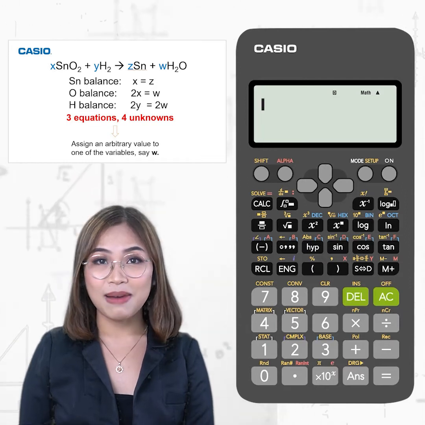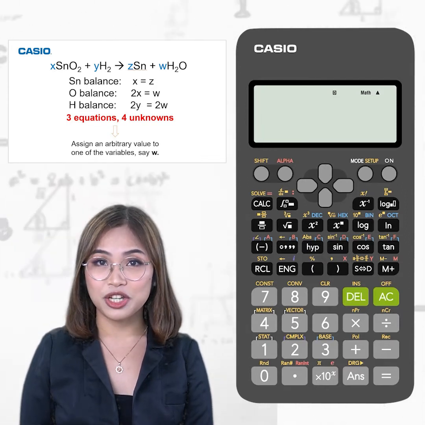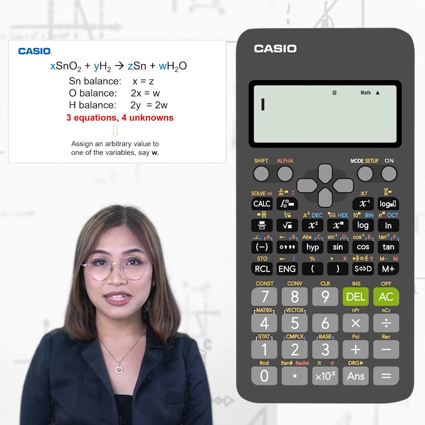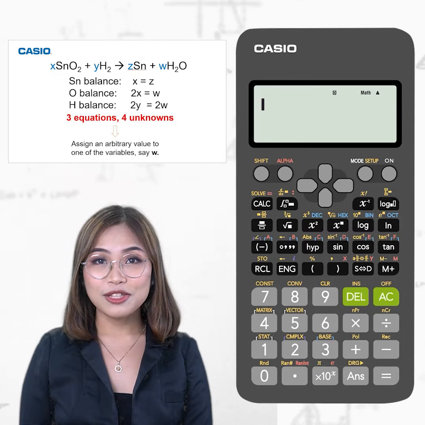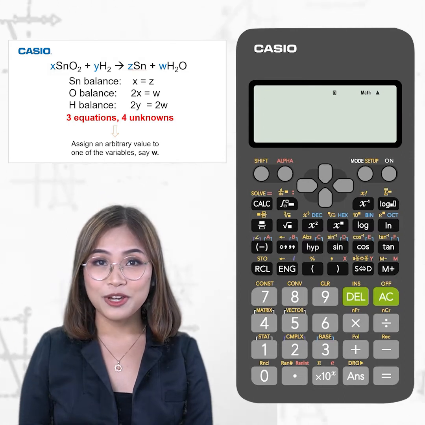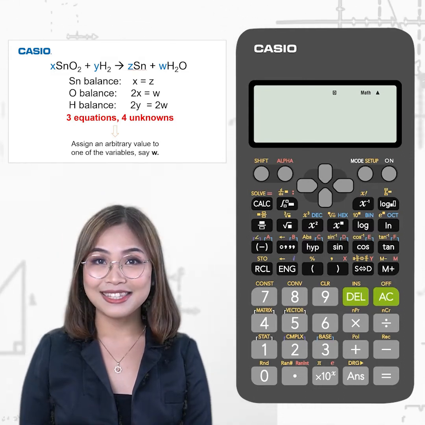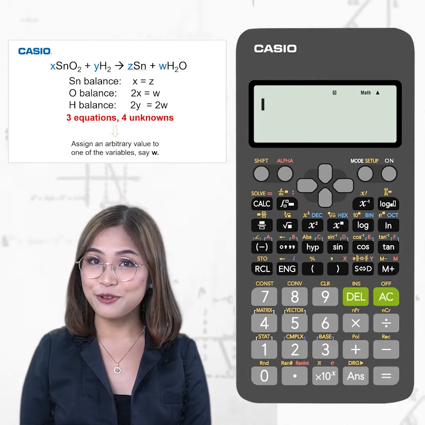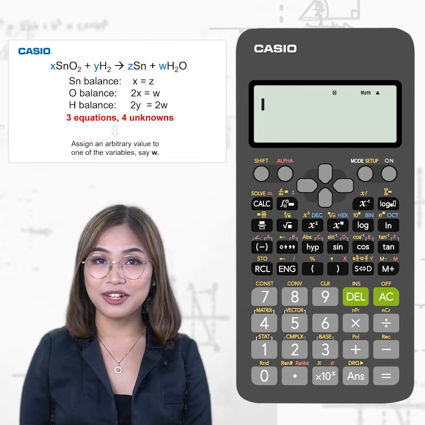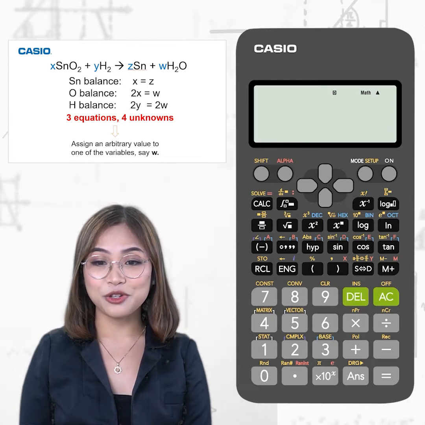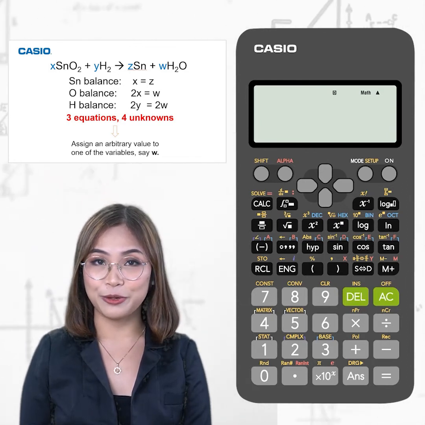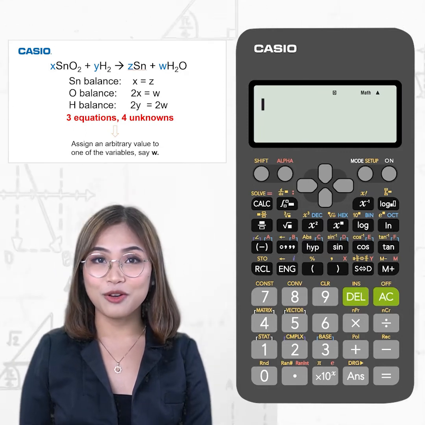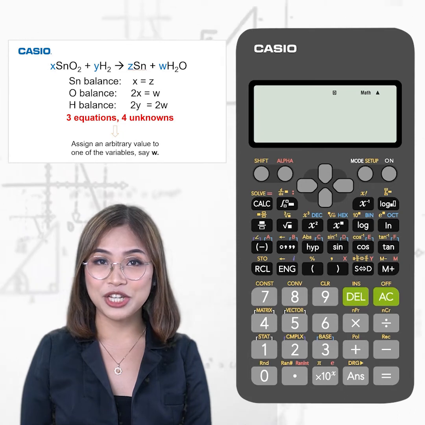sign. For Sn balance, in the left side of the equation, there is only one atom of tin, multiplied by x, so that's x. On the right side, we also have one atom of tin, so it becomes z. For O balance, we have two atoms of oxygen on the left side, so that would be 2x, and only one atom on the right side, so our second equation will be 2x equals w. The same can be done with H balance, yielding 2y equals 2w as our third equation.